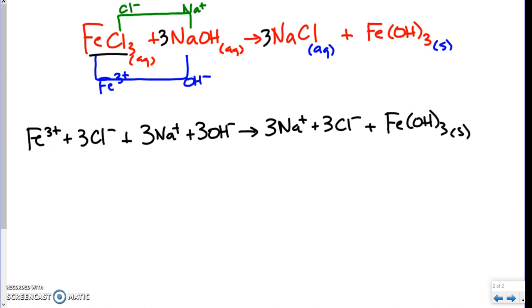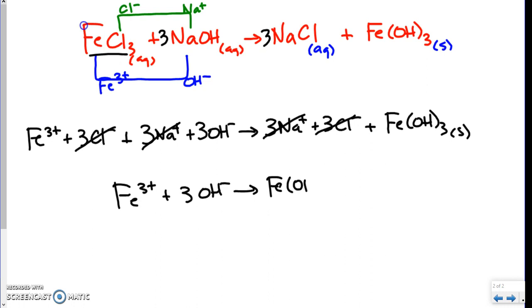Going through to remove my spectators, the 3 sodiums are on the left and the right. The 3 chlorides are on the left and on the right, so they cancel out, and when we write what's left over, what we have is an iron 3 ion reacts with 3 hydroxide ions to make iron 3 hydroxide, which looks like that. This is a solid.